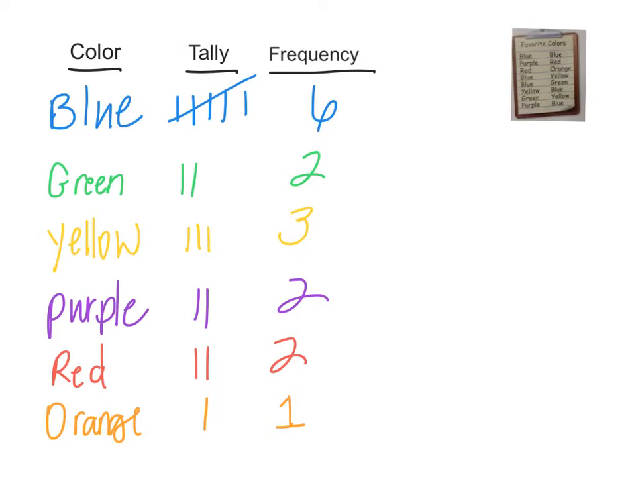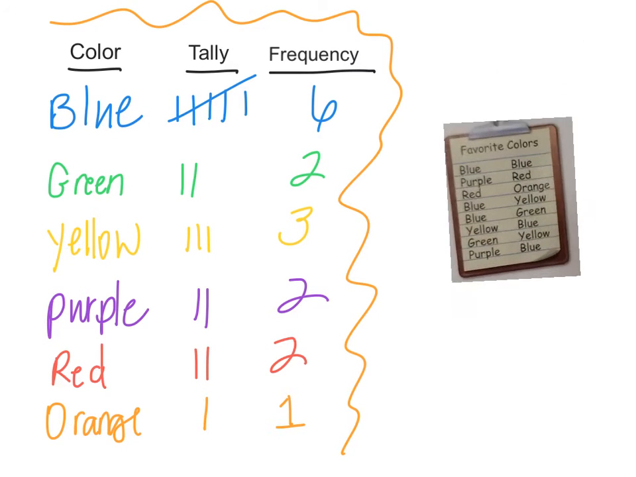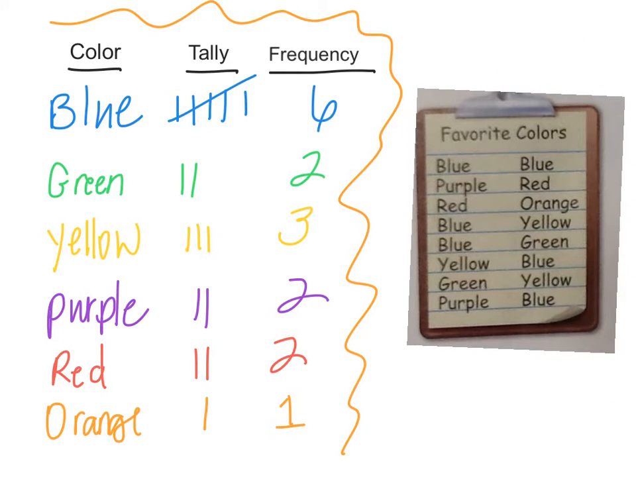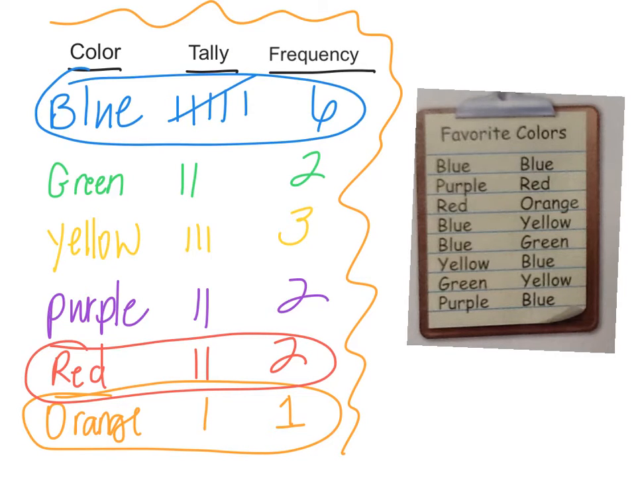Now, as you can see, this frequency table is much easier to read than this chart, because you can look at the table and it tells you. You want to know how many oranges there are? It tells you right here. There's 1. How many reds? There's 2. Blues? There's 6.